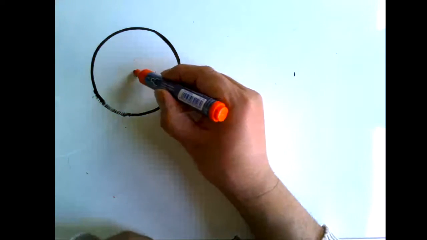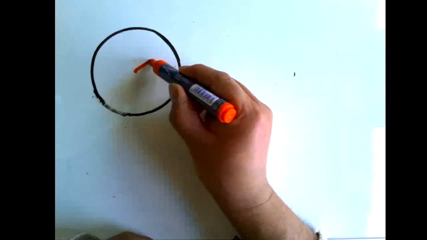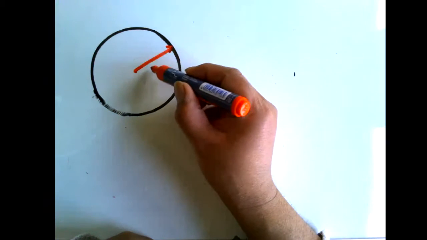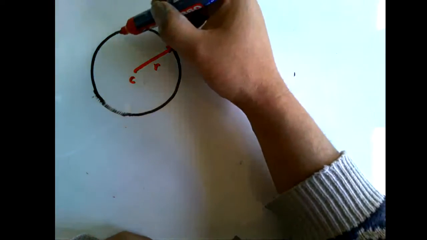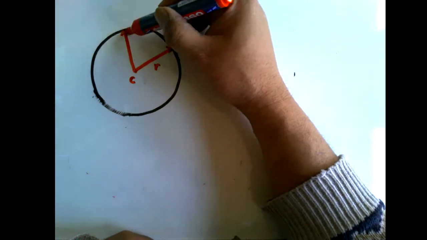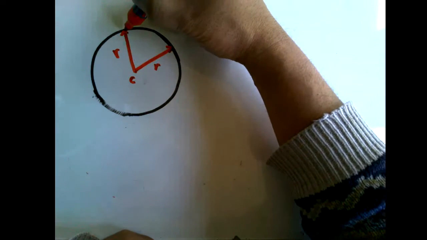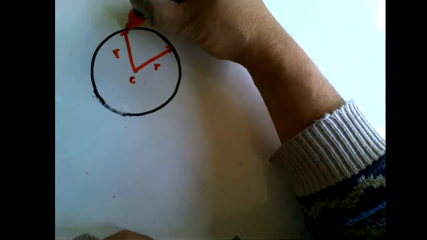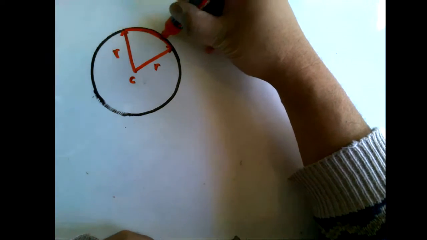Remember, what do you call this? Yes, that's the center. What do you call this? Yes, that's the radius. That's the center. What do you call this? That's another radius. And what do we call this? It's part of the circumference.